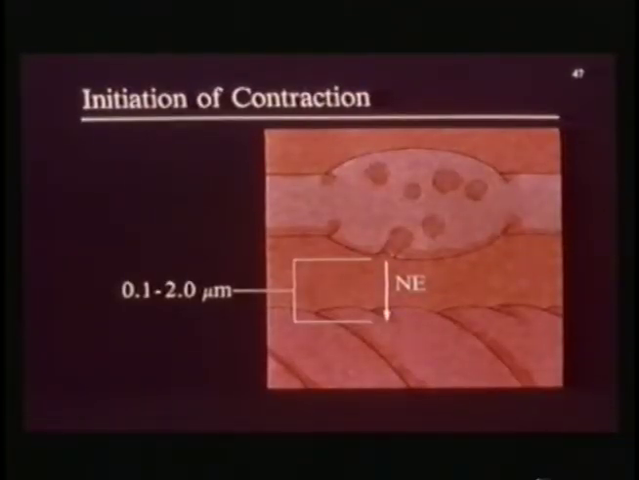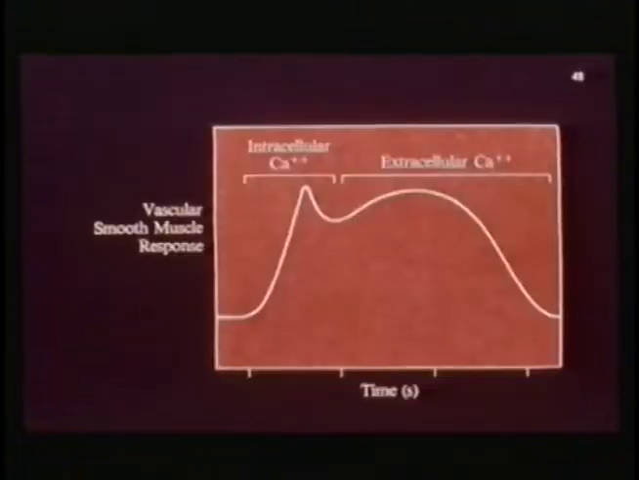47. The slow initiation of contraction in vascular smooth muscle is because norepinephrine must diffuse from the varicosity to the muscle cell, a distance of 0.1 to 2.0 microns, before it initiates the excitation-contraction process. 48. Vascular smooth muscle typically shows a two-stage response to norepinephrine. An initial contraction, probably due to intracellular calcium release, and a slower second contraction, which is probably due to influx of extracellular calcium into the cell.